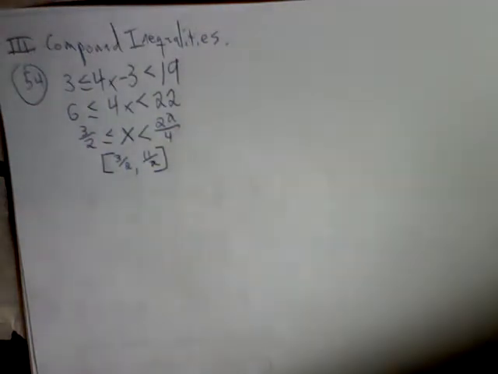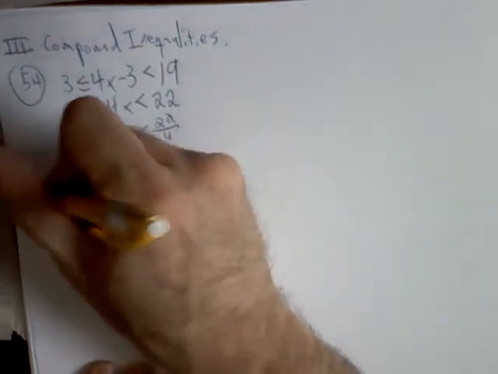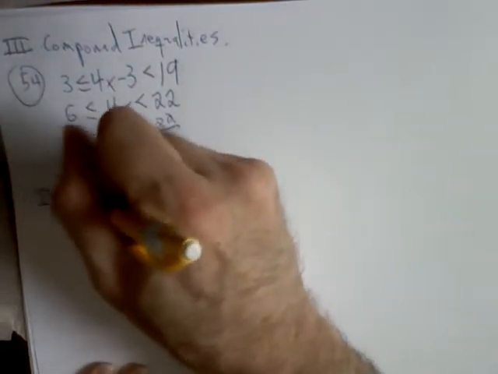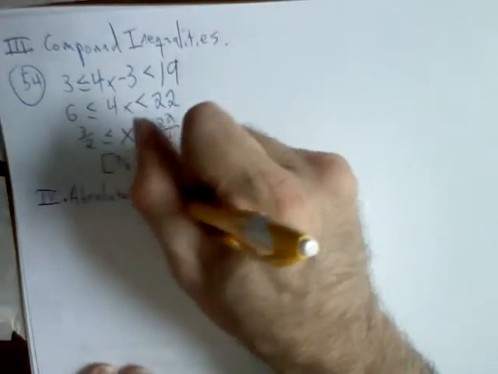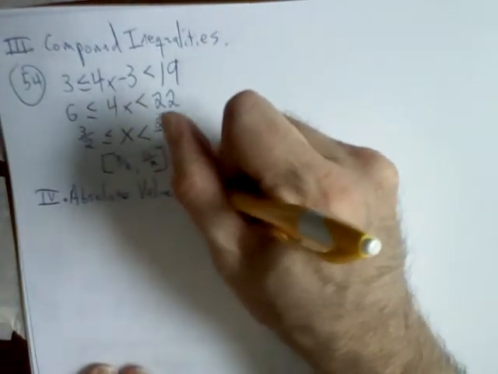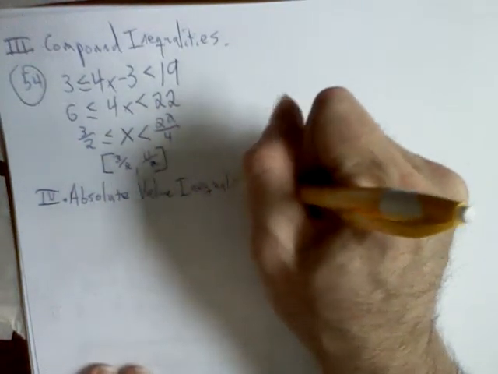The next section then is on absolute value inequalities, a little more work. Just do what I say though. Don't try to sort of invent your own processes for these absolute value inequalities. You will get in trouble. Okay? So do what I say.